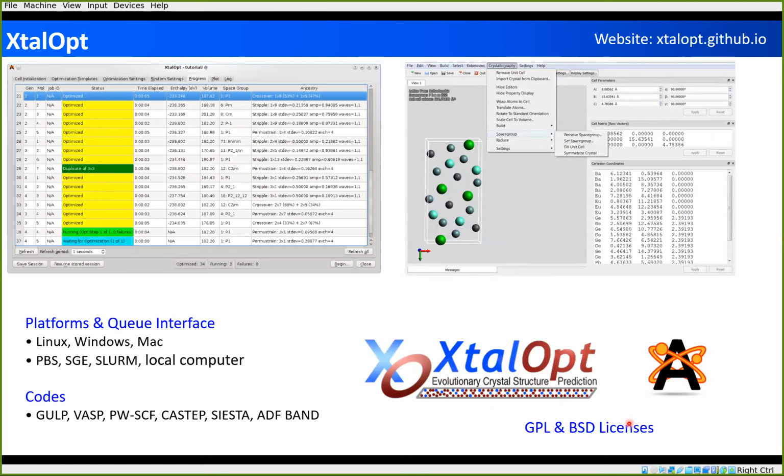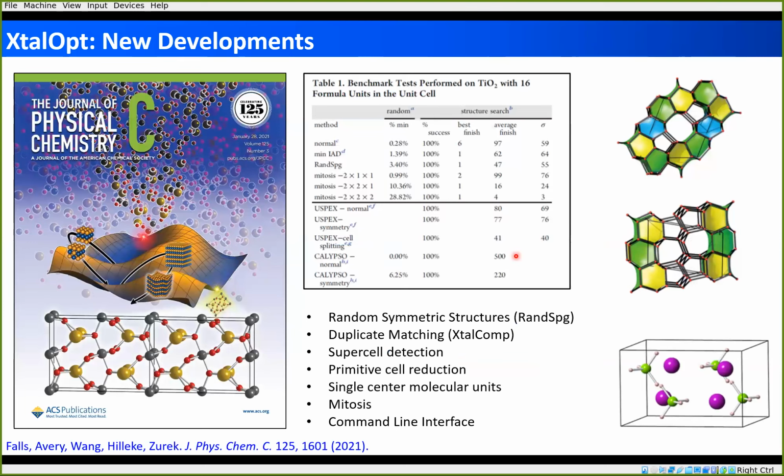It's available under various open source licenses. It's cross-platform. It works with various queuing systems and along with a number of codes that perform first principles calculations for periodic systems and also interatomic potentials. And we have this graphical user interface. Here I would like to advertise a little review that we wrote. This code has been around for more than a decade now, and we've made a number of improvements to it.